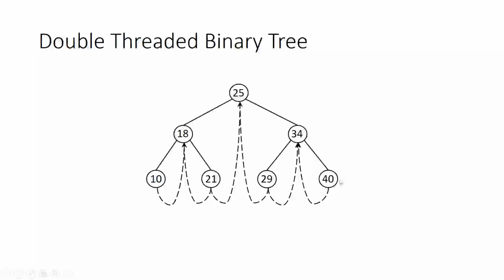And coming to 40, because 34 comes before 40 in the in-order traversal, the left thread of 40 will be connected to 34. There is no node which comes after 40 in the in-order traversal because it stops with 40. So that is why the right thread will not exist for 40.